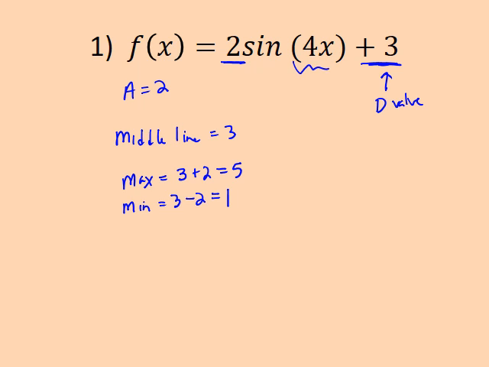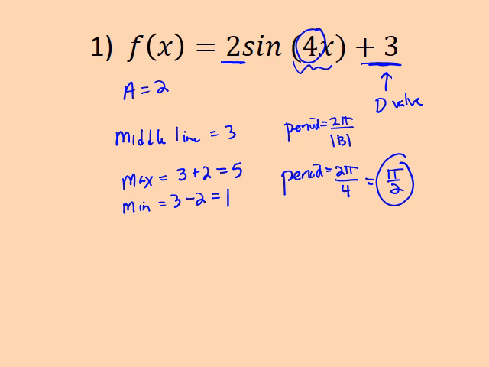Now we need to find the period. So period equals 2 pi over the absolute value of b. Now in this situation, b is 4. So our period equals 2 pi over 4, which reduces to pi over 2.